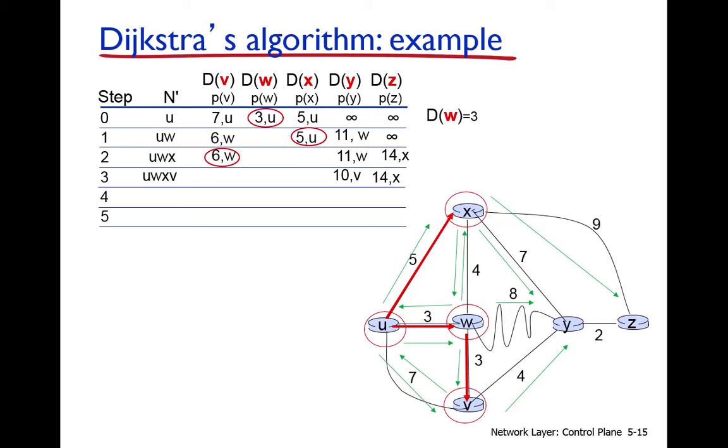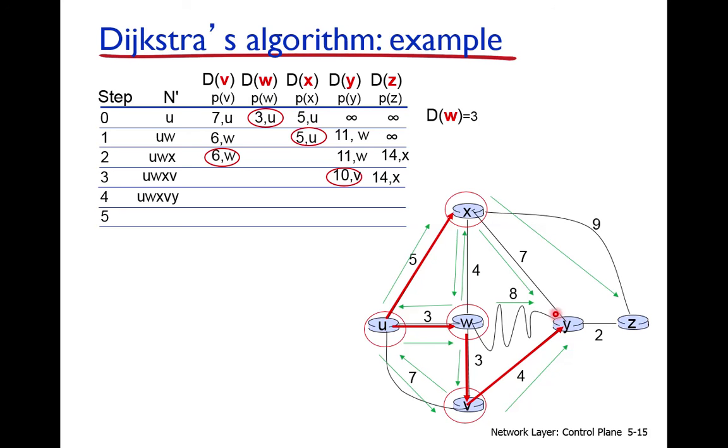Now in the fourth step we have the values 10 and 14. So which one is the minimum? This one is the minimum, so this one will be added into the visited list. That is the shortest path for y, it is minimum, so y is added into the visited list. That is, the shortest path of y is computed. And which one is the shortest path? It is y, whose previous value is v.